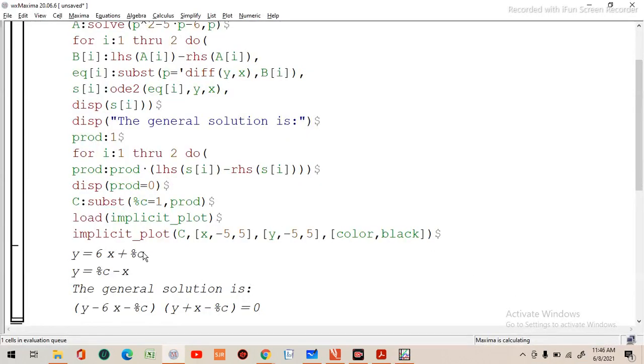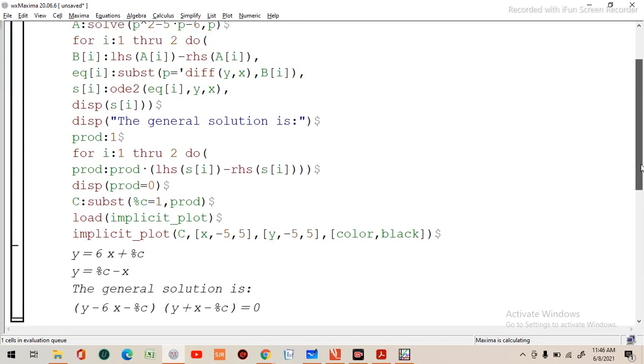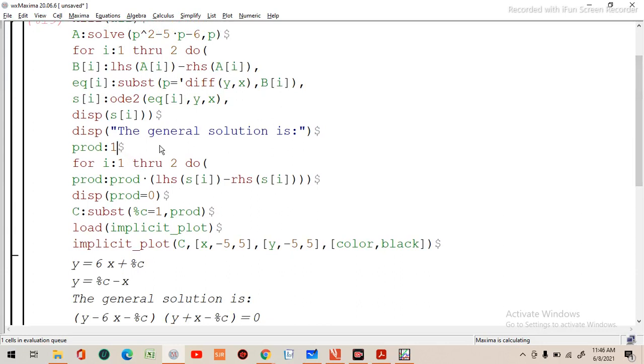Yes, sir. So check whether the general solution is the same as what we have got in our manual part. Is it the same? It is the same.